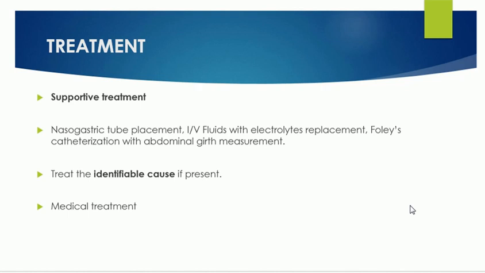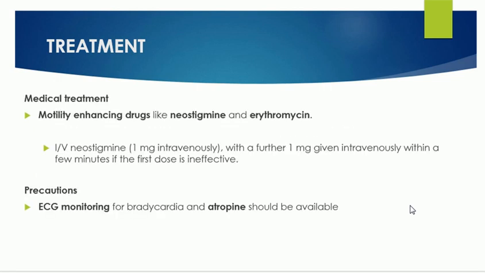Now, in cases of chronic pseudo obstruction, we have a medical treatment also. What is medical treatment in these patients? Motility enhancing drugs like neostigmine and erythromycin are used. Once pseudo obstruction is confirmed, any identifiable cause should be treated. If this is ineffective, intravenous neostigmine should be given, 1 milligram intravenously, with a further 1 milligram intravenously within a few minutes if the first dose is ineffective.